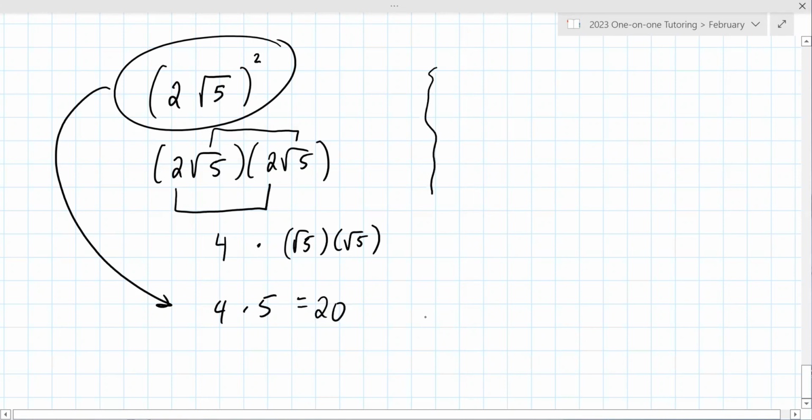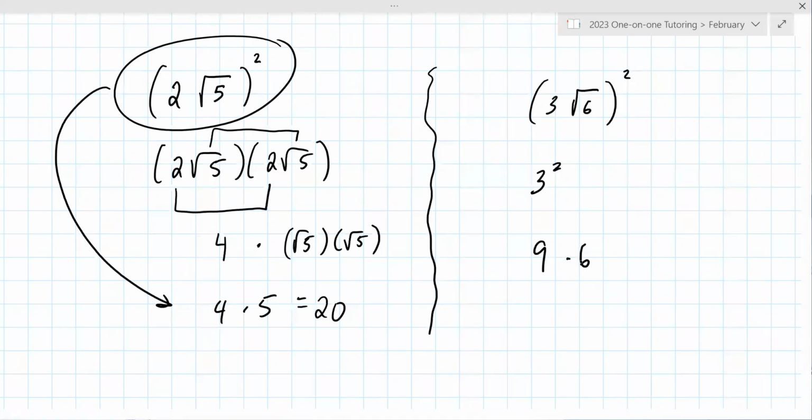So we're going to try another problem here. Let's say it's 3 square root 6, squared. So you're going to square the 3. What's 3 squared? It's 9. And then you're going to multiply by 6. What is 9 times 6?